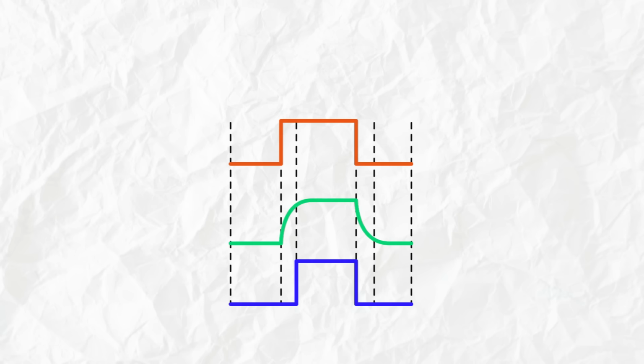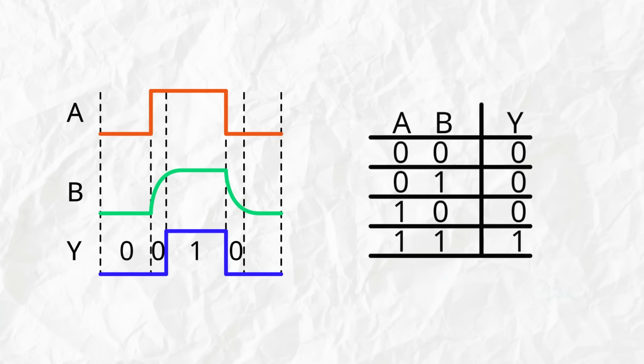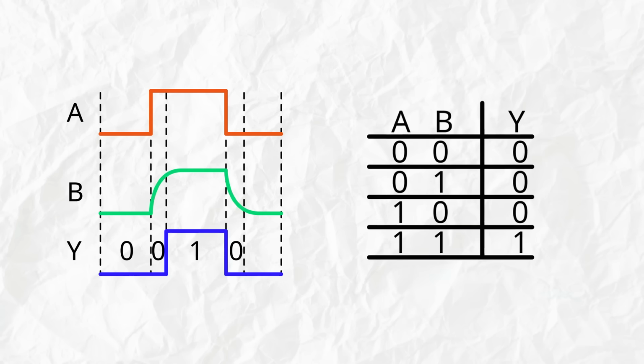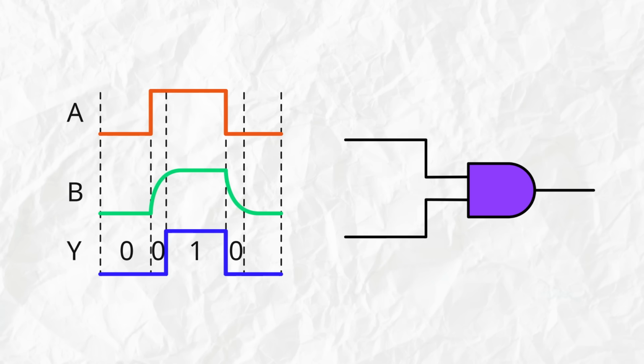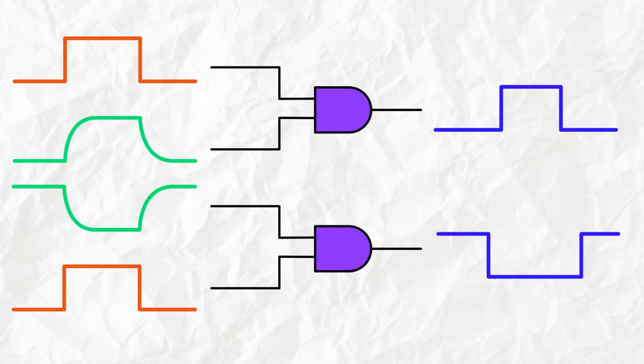Now if we call the sharp edge signal A, and we call the low-pass filtered signal B, and we call our output Y, we can insert all the values in a little table, and this should probably ring a bell for you if you've seen any digital logic. And this is exactly the truth table of an AND gate. So this means that we can just use an AND gate for each one of the two signals coming out of our microcontroller, and the result is a constant and reliable dead time.